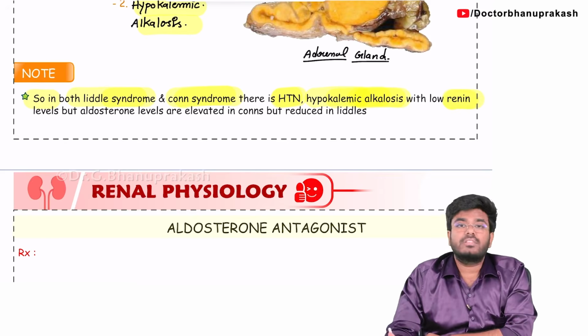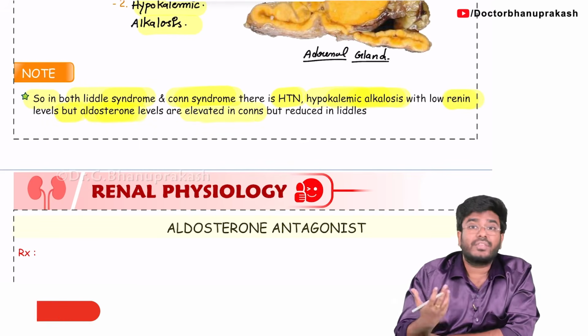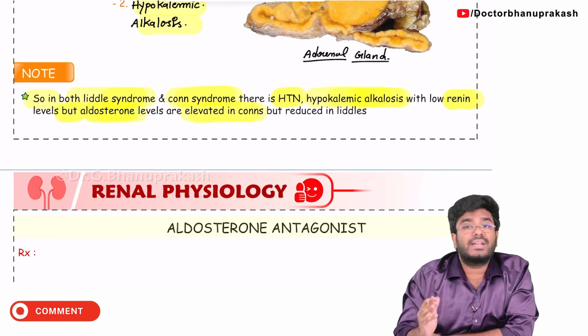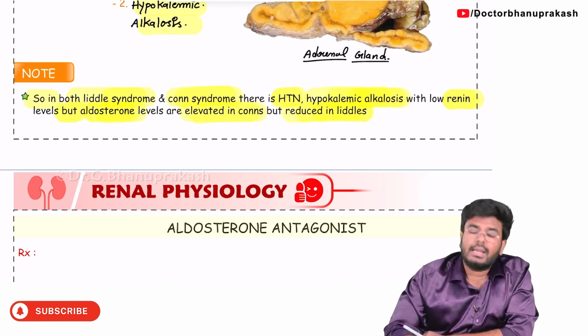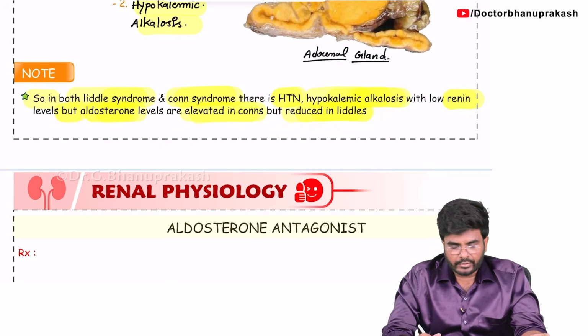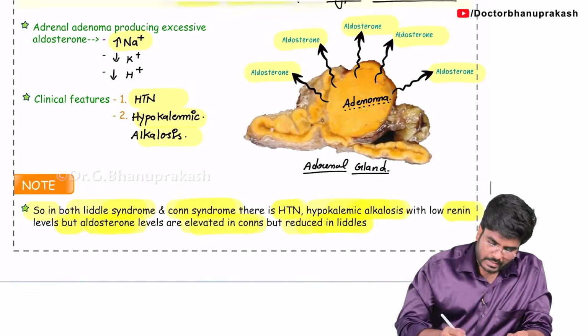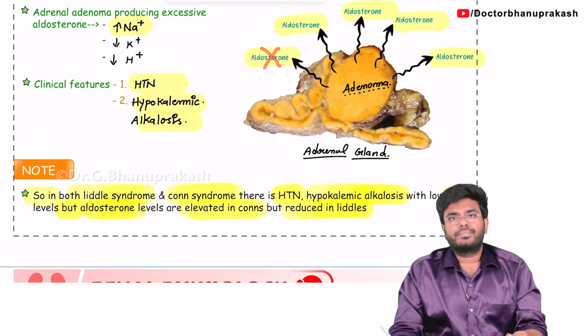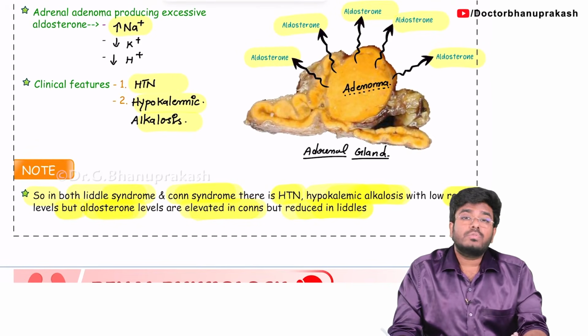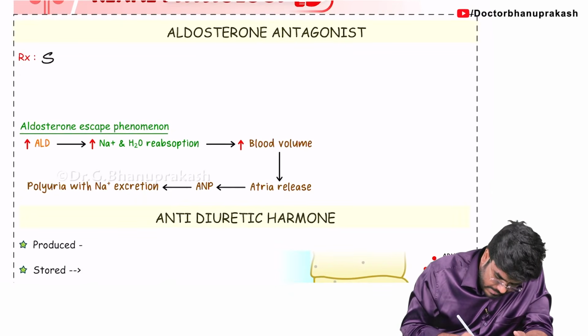In both conditions the RAS pathway is inhibited, so lower renin levels will be seen. But aldosterone levels are elevated in Conn's because of the tumor, not because of the RAS pathway, and reduced in Liddle's. So the difference is aldosterone levels. Now you tell me how you are going to treat this condition. The treatment is an aldosterone blocker. Since there is a lot of aldosterone, you have to use an aldosterone antagonist, called spironolactone.